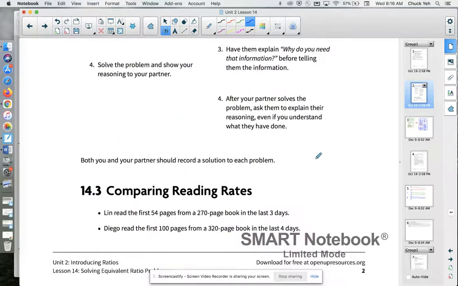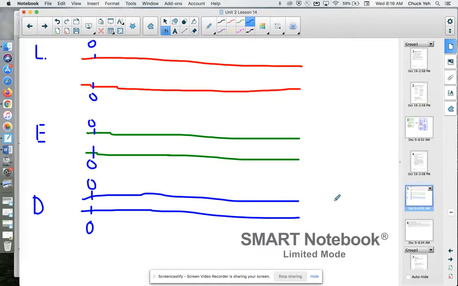It says that Lynn read the first 54 pages from a 270 page book in the last 3 days. Right? So we know that that's 54 in 3 days. So we can do multiples of 3 days and so on. Then this would be 6, this would be 9, this would be 12, this would be 15. So go and pause it and figure out what you think those top numbers are.